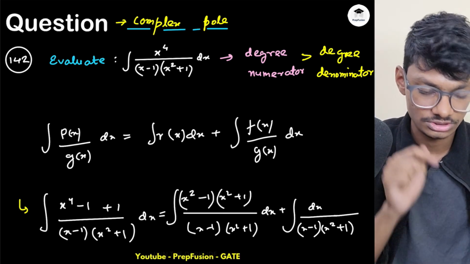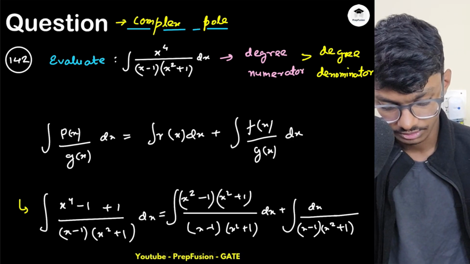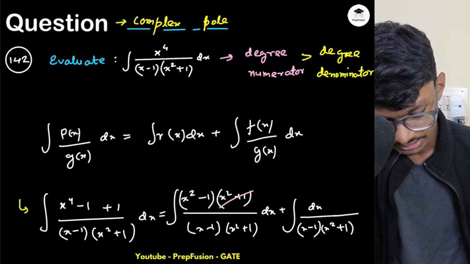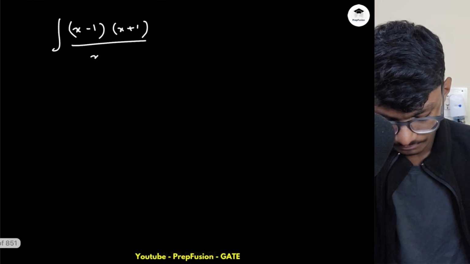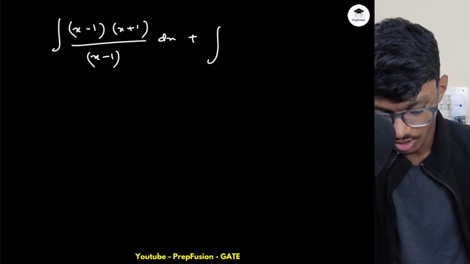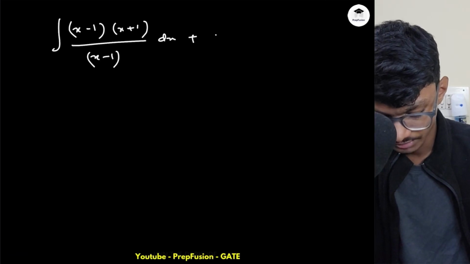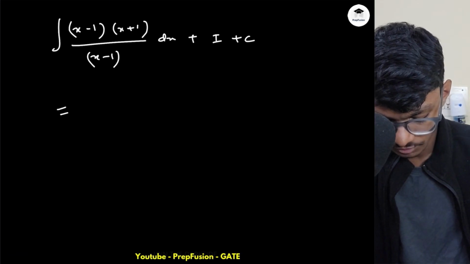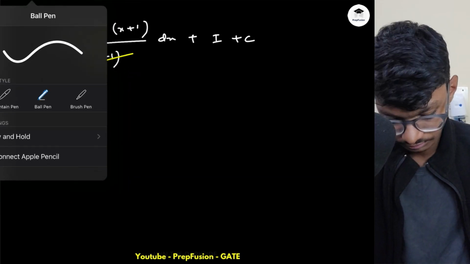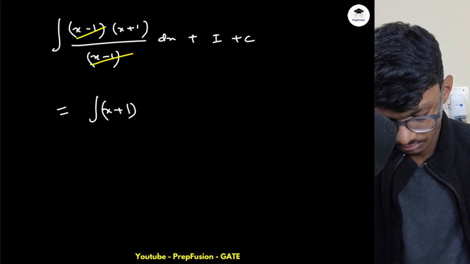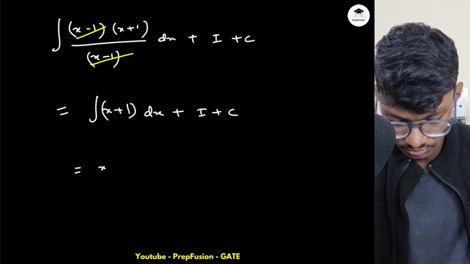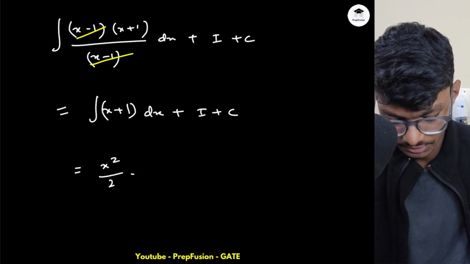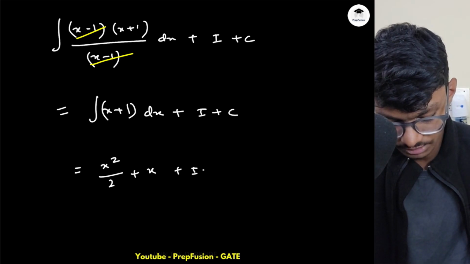Now this can be solved with partial fractions because the degree of numerator is lower than the degree of denominator. So now let's solve this. So this will get cancelled. Can I cancel anything else? Yes, I can cancel anything else also. I can further write this x minus 1 into x plus 1 divided by x minus 1 dx. Now how to solve this? Basically this one I will name as I, plus c. So this one will get cancelled again. This is I plus c. So this will be x square divided by 2 plus x plus I plus c.